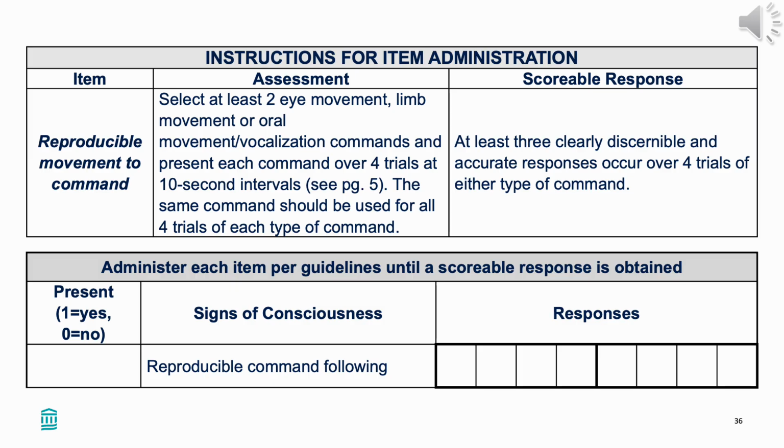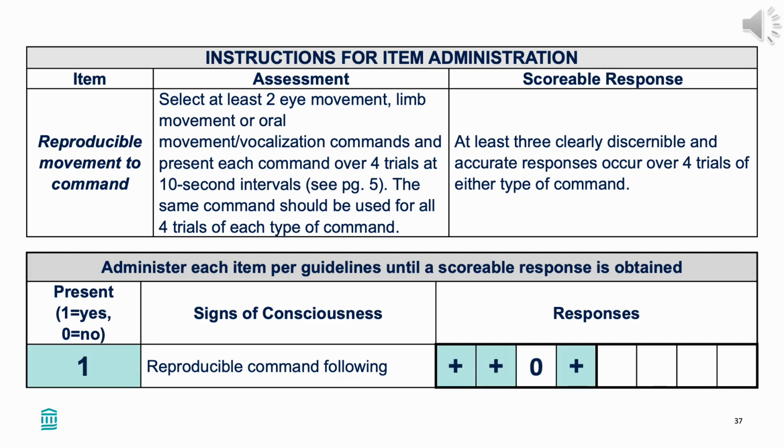The examiner will select at least 2 different eye movement, limb movement, oral movement, or vocalization commands to administer. The same command should be administered for 4 trials. In other words, the examiner should complete 4 trials for each of the selected commands to obtain a total of 8 scorable responses. The examiner should record the patient's response to each trial.